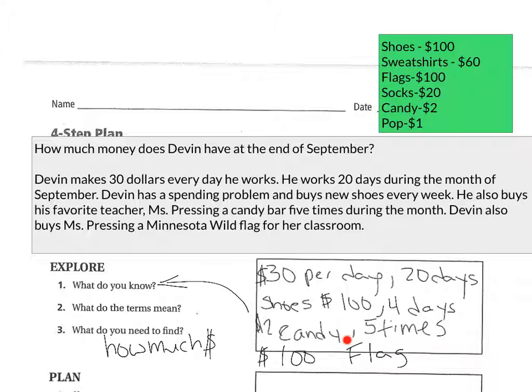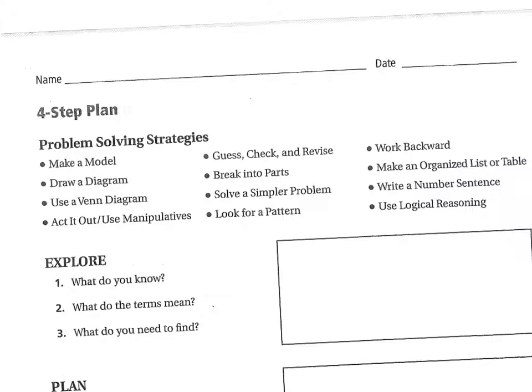Flags are $100. And I know what these terms mean, because I know what shoes are, I know what socks are, I know what dollars are, so I don't really need to explore that area. And then what am I really trying to find out? I'm trying to find out how much money he has after he makes this and spends this.